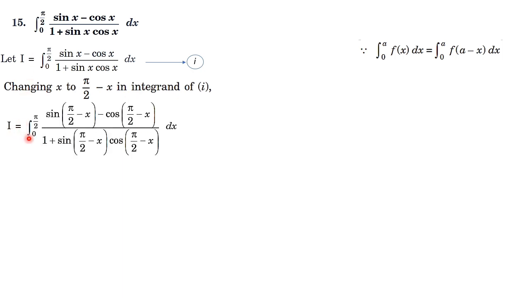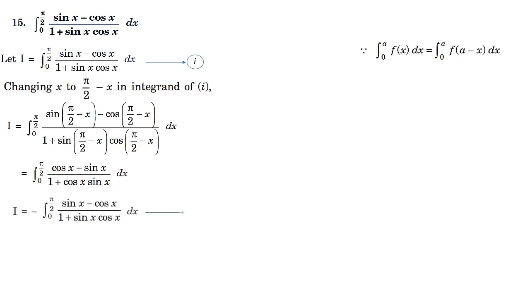So I is equal to the integral from 0 to pi by 2, with a minus x, where a is here pi by 2. So sin of (pi by 2 minus x) minus cos of (pi by 2 minus x), divided by 1 plus sin of (pi by 2 minus x) cos of (pi by 2 minus x). So the integral from 0 to pi by 2 of sin(pi by 2 minus x) is cos x, minus cos(pi by 2 minus x) is sin x, divided by 1 plus, here this changes to cos x, and this changes to sin x. Label it as equation number 2.